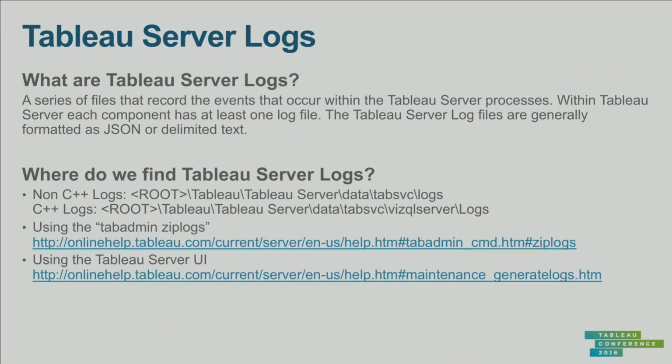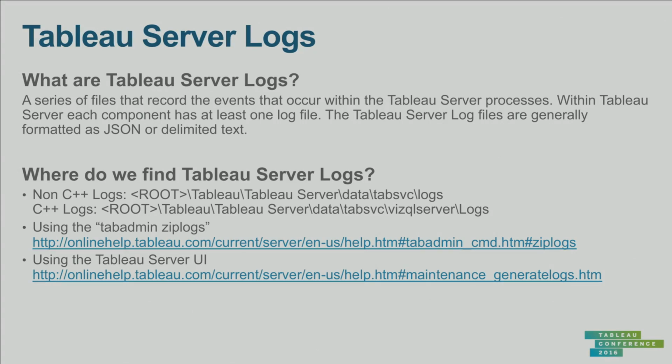So the first question I have, and I think most people have, is what are Tableau server logs? Tableau server logs are a series of files that Tableau server writes out to in order to record events that occur within Tableau server. They're generally formatted in one of two fashions. They're either a text delimited file, which is something that log4j, for instance, will write out to, or all of our C++ logs will log out to the JSON file type.